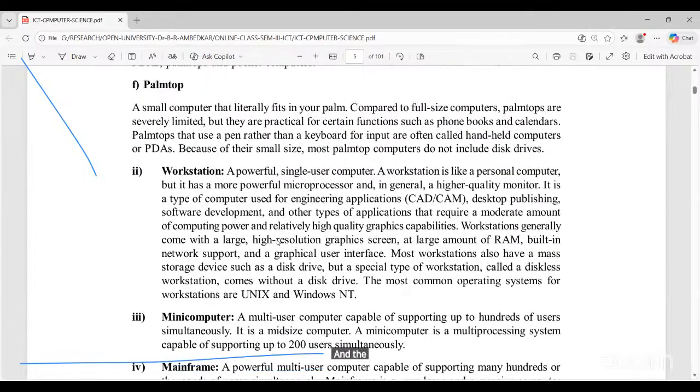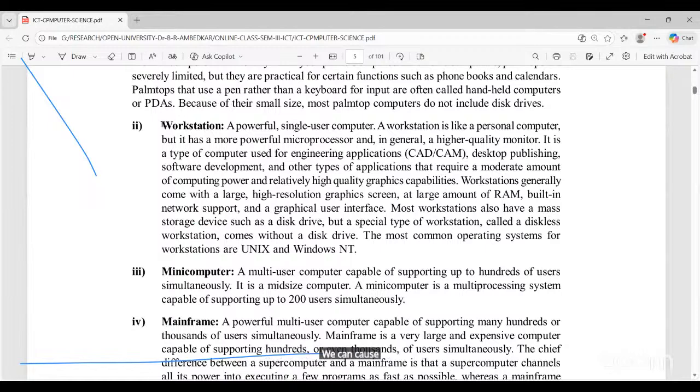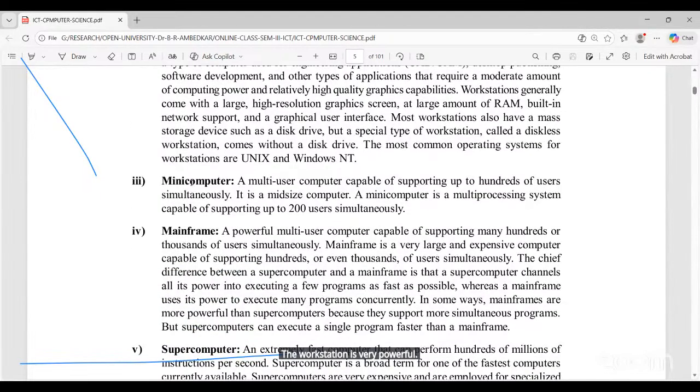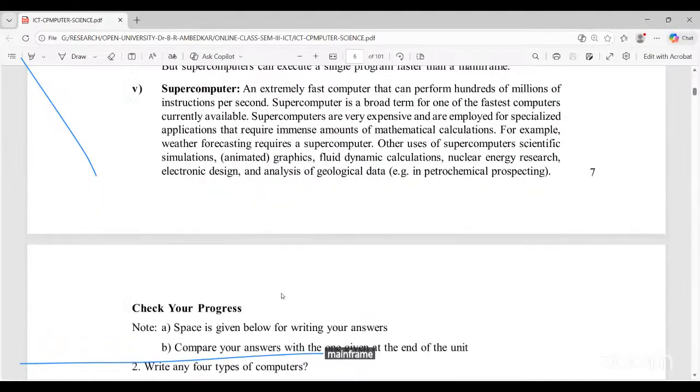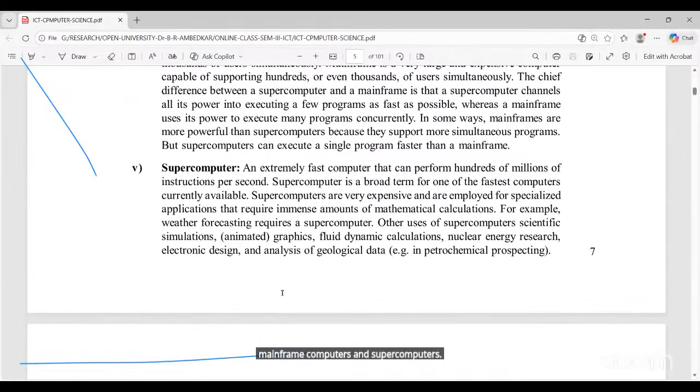And the next type of computers we can call very powerful computers. These are all workstations. The workstation is very powerful. And next are minicomputers, mainframe computers, and supercomputers. So these are all computers. They are classified, divided, only based on size, computing power, and portability.